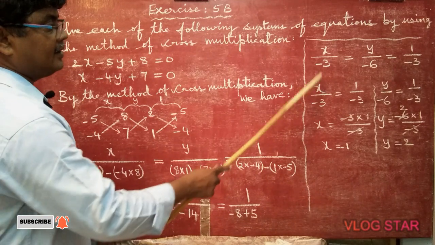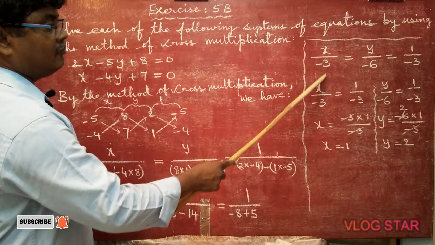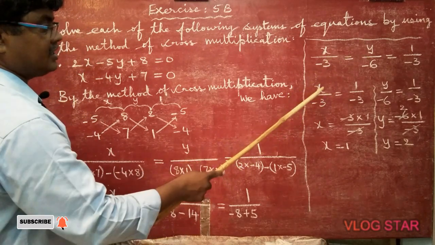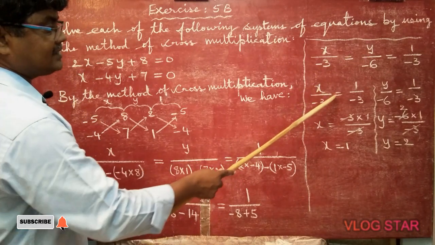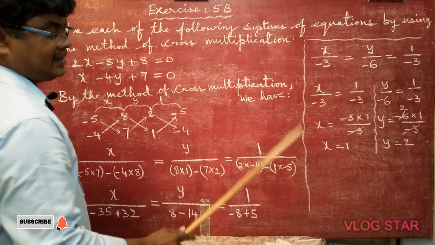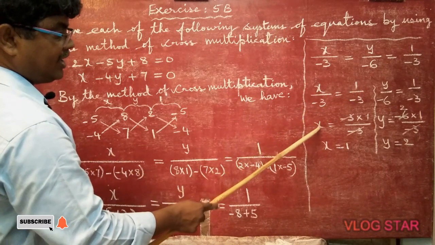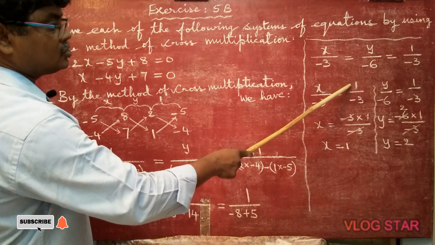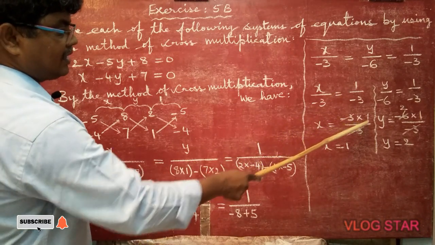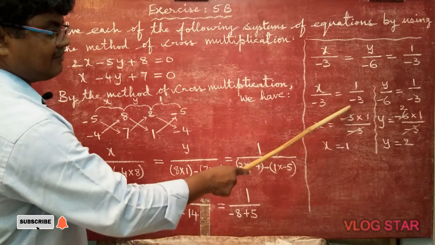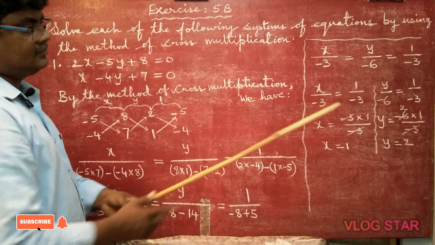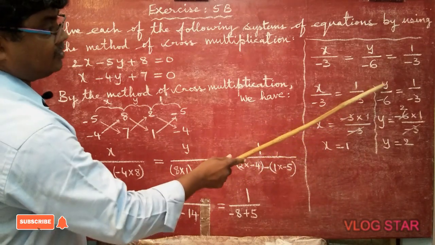Now we are going to find the x value, because we are comparing first and last, with the constant we are comparing. x by minus 3 is equal to 1 by minus 3. We want to find x, keep x here only. The denominator goes to that side, to the numerator. Minus 3 into 1. Minus 3 goes in minus 3 one time. 1 ones are 1. So the x value we got is 1. How simple, you see. Now coming to the y value.